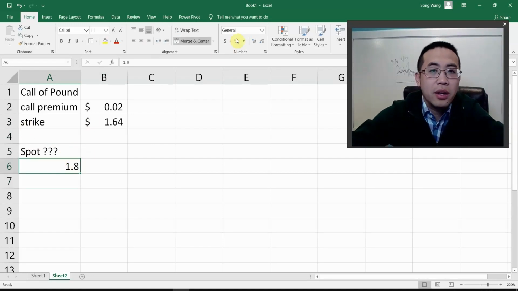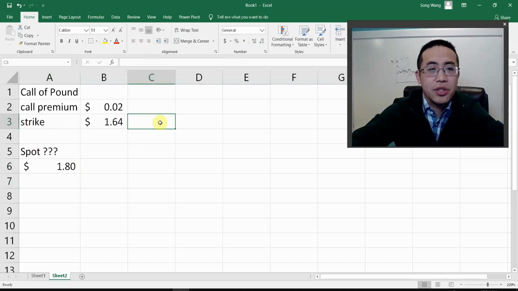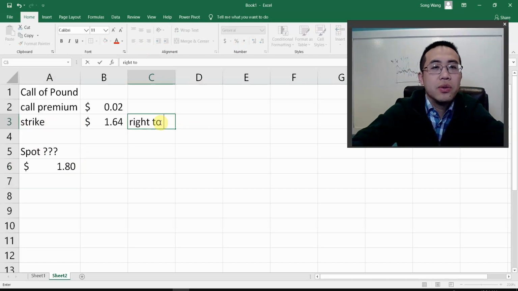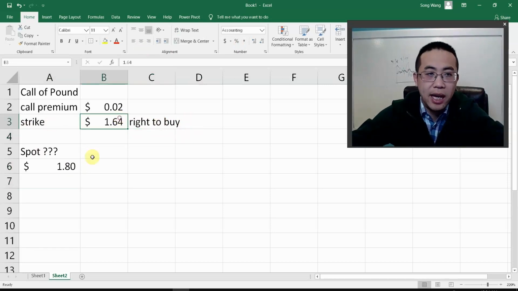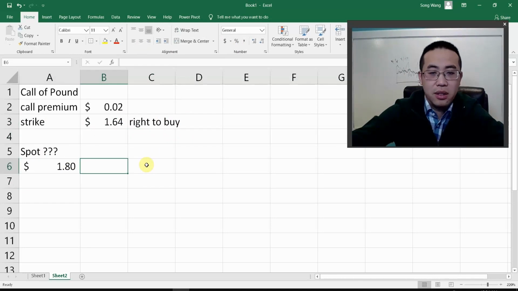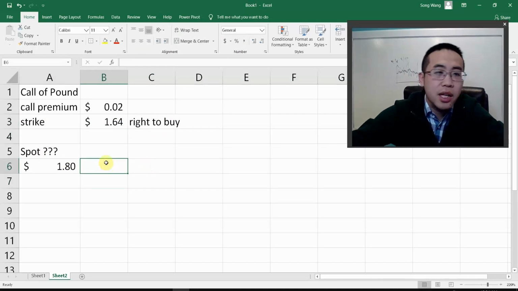Well, you need to know, is that good or bad for you if the spot rate turns out to be 1.80? Well, you need to know that the strike rate is the right to buy at the strike, right? If you buy, that's something you pay, and then you sell the pound you purchased at the spot at a rate that is higher than the strike. Well, the spot rate is higher than the strike, then you are making money. So that's a good situation, right?